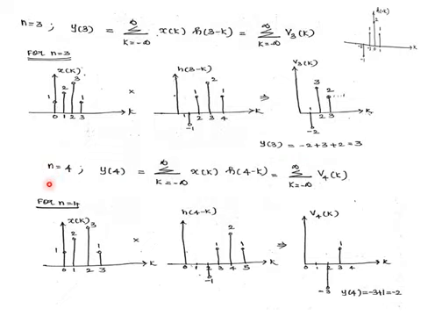Likewise, when n is equal to 4, you should get h of 4 minus k, for which you will be shifting this h of minus k by 4 units towards right. All the sample values of this h of minus k have to be shifted by 4 units. So the sample at k is equal to minus 2 will be shifted to k is equal to 2. So this minus 1 will be available at k is equal to 2. Like this, each and every sample has to be shifted. We will get this h of 4 minus k.